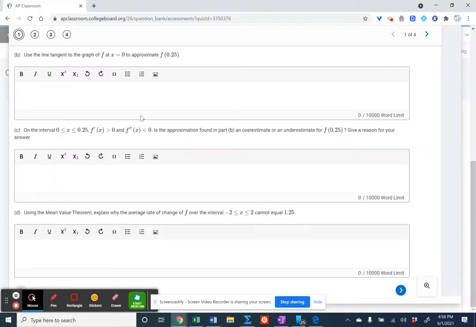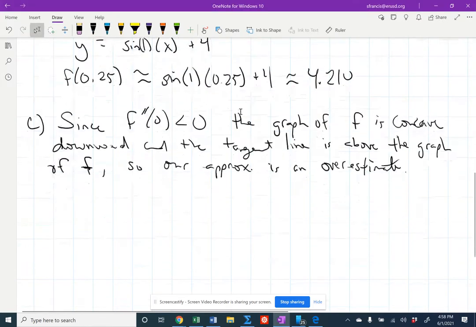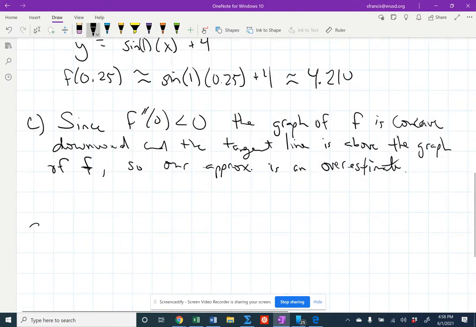Lastly, letter D. Letter D is an odd question, but sometimes they ask odd questions, so I wasn't afraid to put it on for you. Using the mean value theorem, explain why the average rate of change of f on the interval from negative 2 to 2 cannot equal 1.25. The use of the mean value theorem here is a little bit odd, but if they say use the mean value theorem, then start off using the mean value theorem.